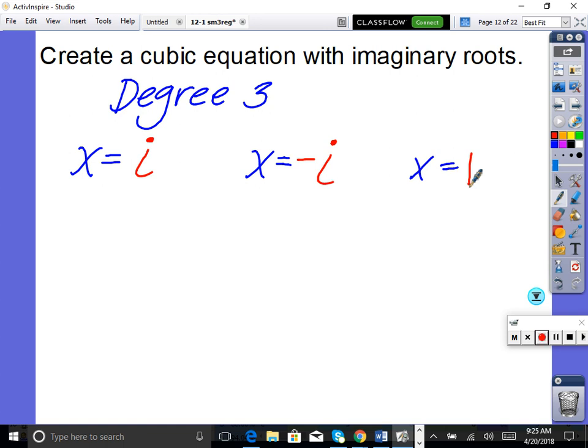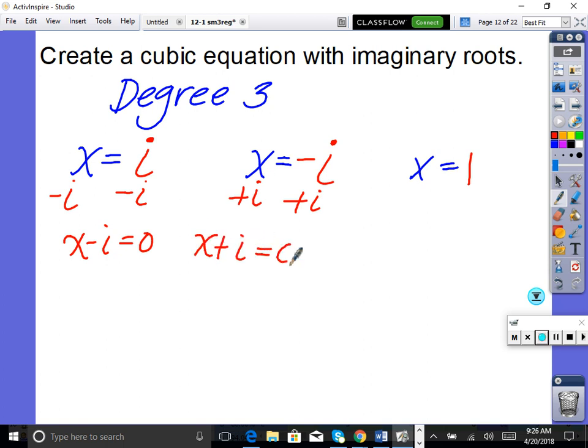So now we have to work backwards. You would want to put it in standard form. Do we remember how to work backwards? Good. We got to get it equal to 0. You're right. So we would have x minus i equals 0. Then we would add i. So we have x plus i equals 0. Right here we'd subtract 1, subtract 1. So we have x minus 1 equals 0. Now what would we do?